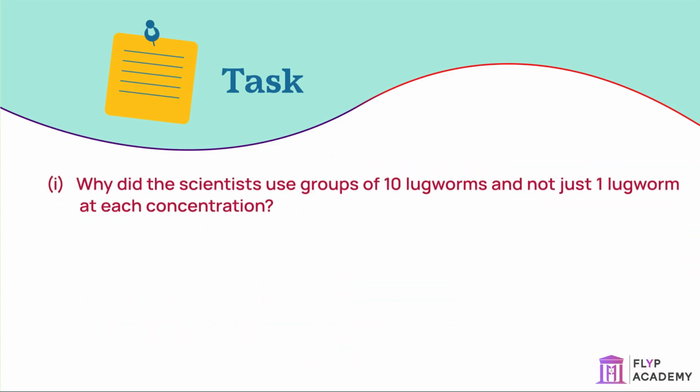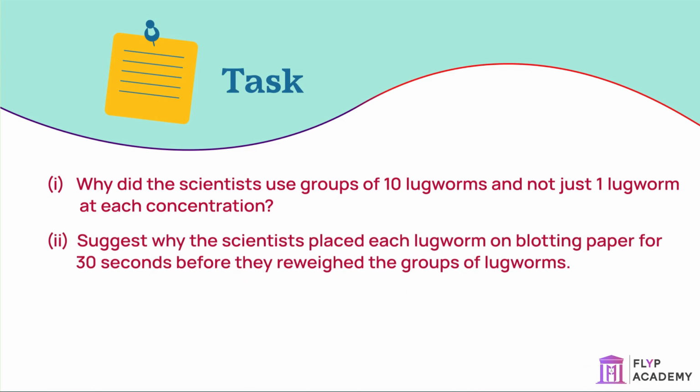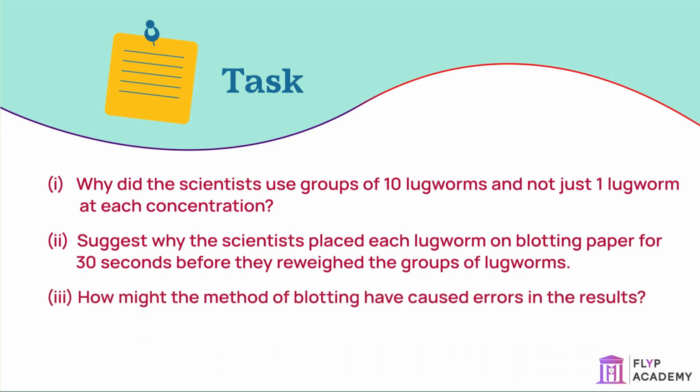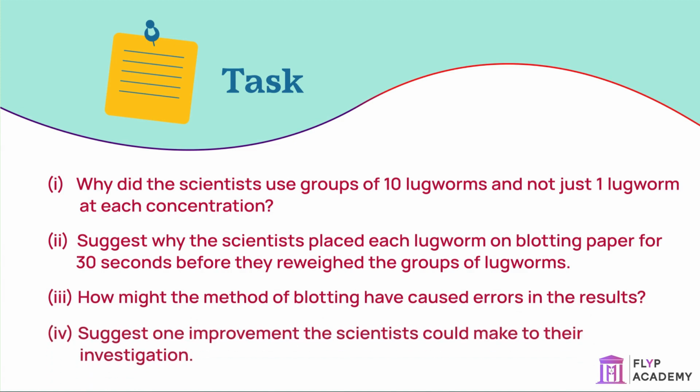1. Why did the scientists use groups of 10 lugworms and not just one lugworm at each concentration? 2. Suggest why the scientists placed each lugworm on blotting paper for 30 seconds before they reweighed the group of lugworms. 3. How might the method of blotting have caused errors in the results? 4. Suggest one improvement the scientists could make to their investigation.